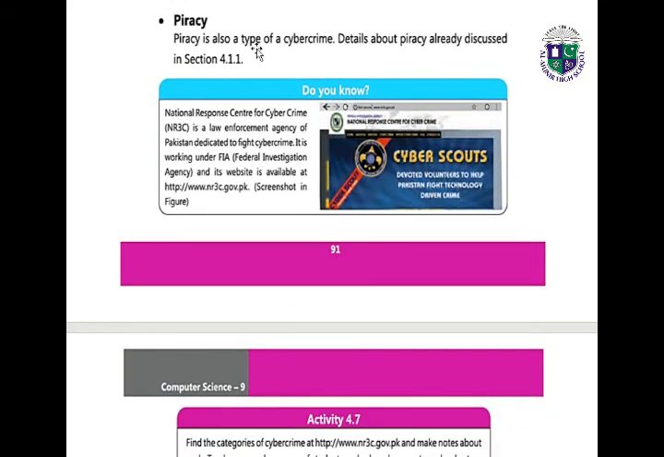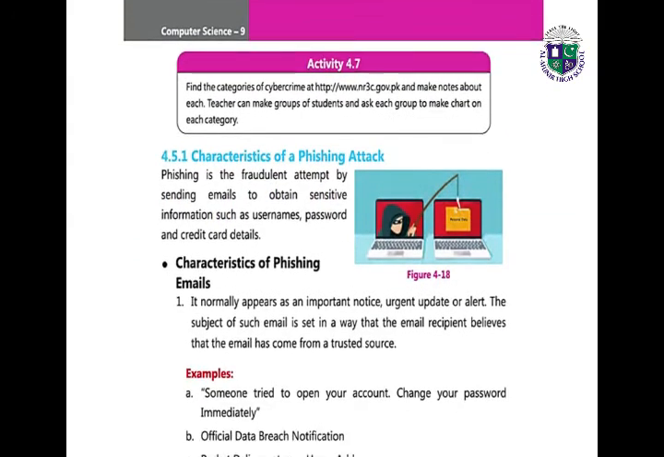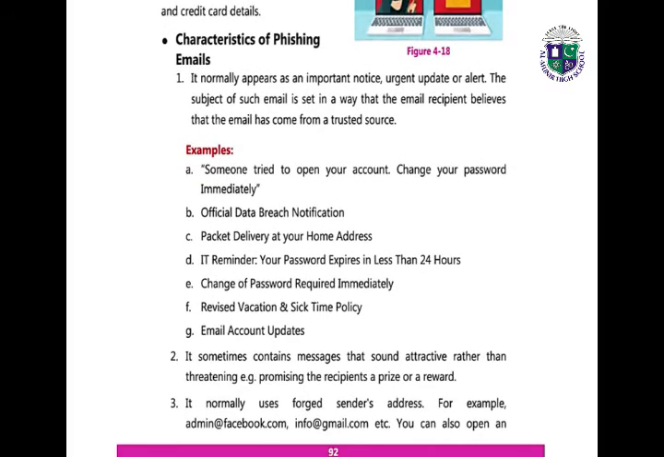Piracy. Piracy is also a type of cybercrime. I told you in detail about piracy. What are the characteristics of phishing?